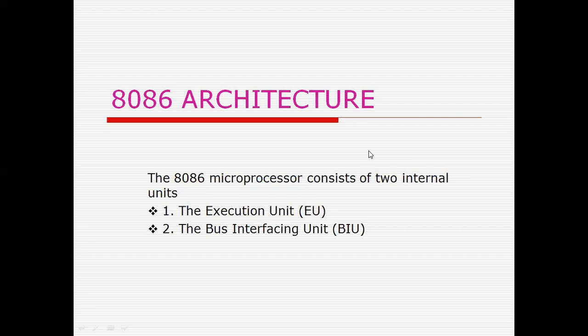And coming to the 8086 architecture, the entire architecture of the processor can be divided internally into 2 functional units: the execution unit and the bus interfacing unit. First we will see what the functions of these units are, that is, when the entire architecture is split into two, what their major purposes are.